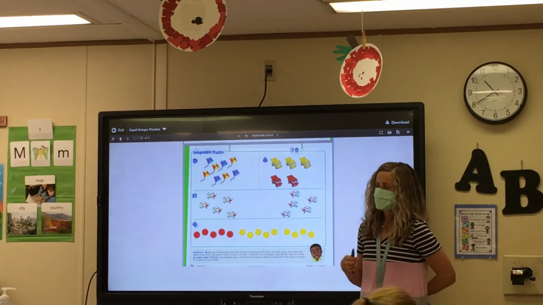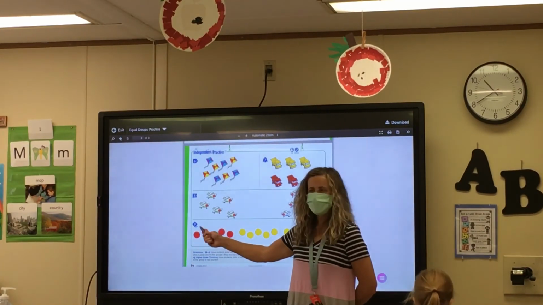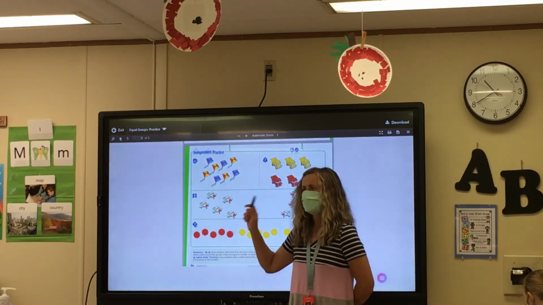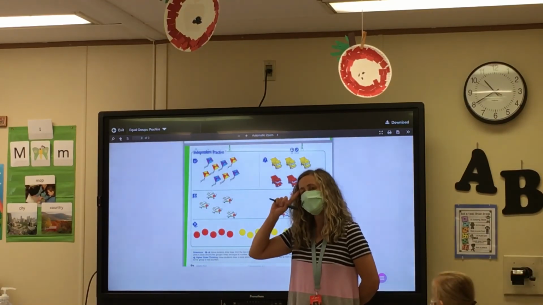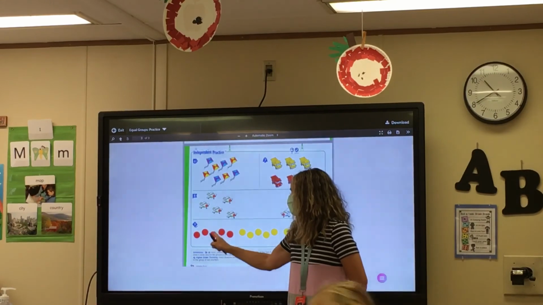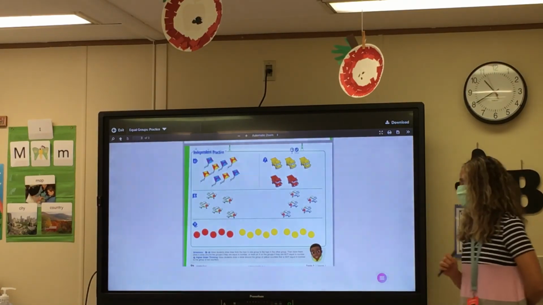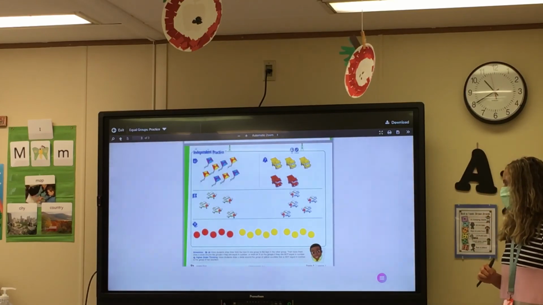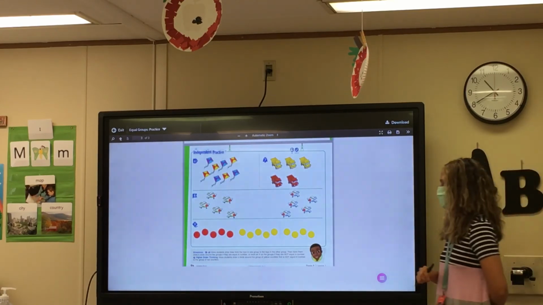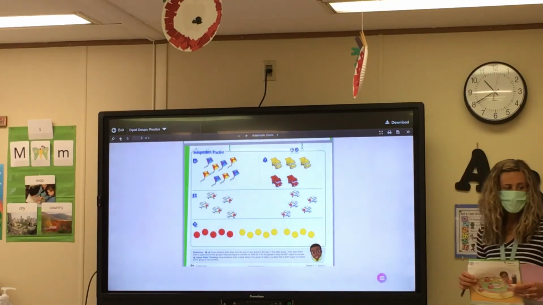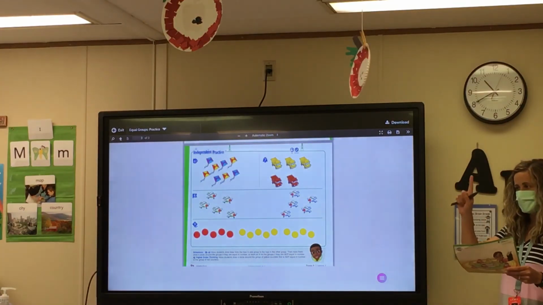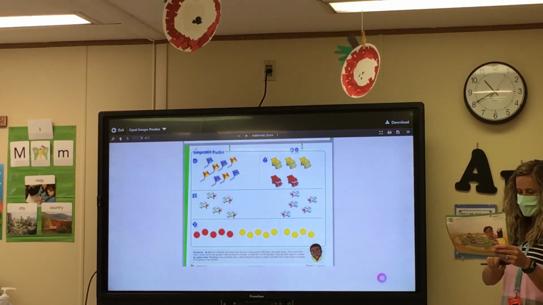Okay, so let me explain the last one to you. Here's what we're gonna do. Do you see the red counters? Okay, first thing I want you to do, quietly to yourself, count the red counters. Count the red counters. Okay, so everybody knows how many red counters in your head? Shh, don't tell me.